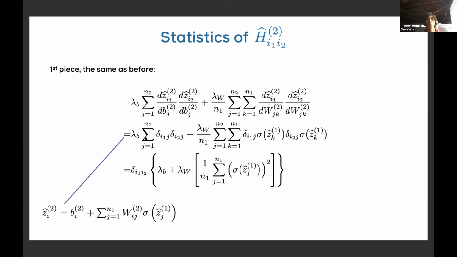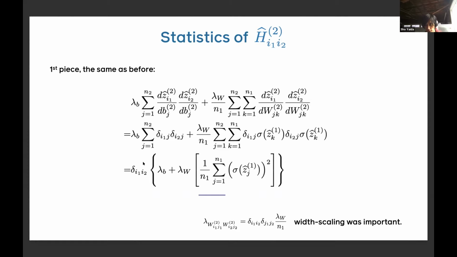And this is what you get. Just plugging in the definition of the pre-activation in the second layer, and then pulling out the Gaussian or the Kronecker delta, and that's what you get. Okay, so that's all there is to this first piece for now. And one thing to emphasize is that you have a sum over n1 things here, the activation squared, and this 1/n1 comes from the scaling of the learning rate for the weights. To have the same order contribution between the bias and weights terms, you had to have this 1/n to have the right order, the competing contribution.